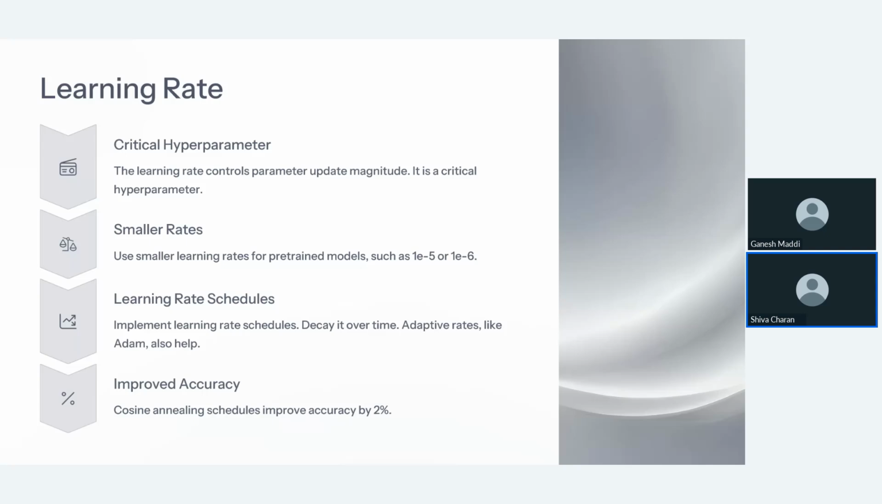RMSprop, momentum, optimization algorithms. Okay. And this learning rate will also help us to improve the accuracy. You can schedule the learning rates. The smaller learning rates will be like 1e-5, and they will also help us in improving the accuracy.